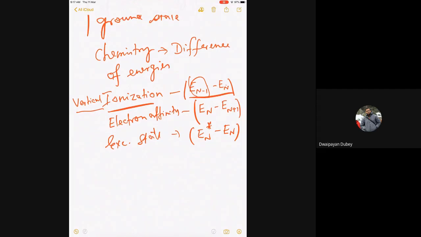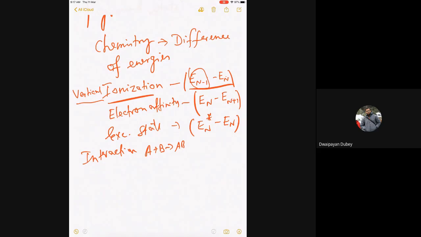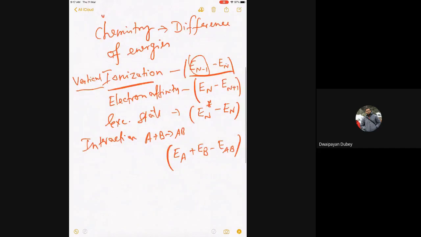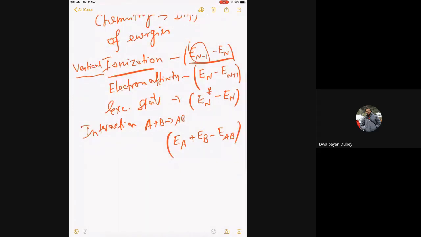Okay, then let's say I have an interaction energy between A plus B going to some, let's say, AB or C, whatever. So what will be the interaction energy? This will also be EA plus EB minus EAB, right? I have made it deliberately such that if AB is stable, then the interaction energy is positive. So you have to always write A plus B minus AB. Many people write AB minus A minus B, but then it will become negative. That's all. So this is the interaction energy.